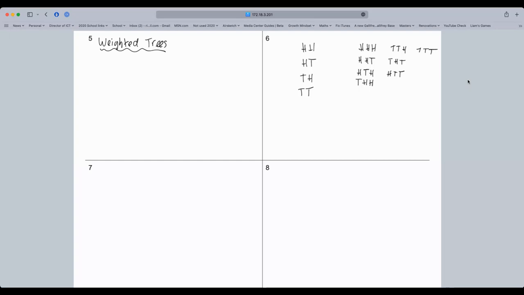Yeah. So you could list them, but even with 3 coins, I had to be pretty systematic with my thinking to make sure I listed all of those combinations down. But it's absolutely doable. So another way of organizing your data, which means that you don't accidentally miss one, is to use something like a tree diagram.